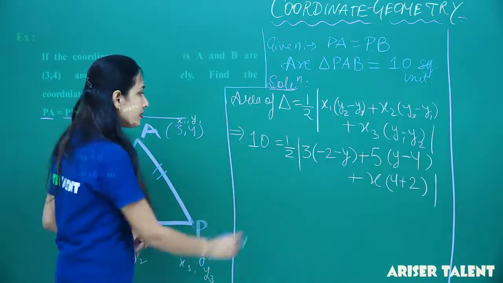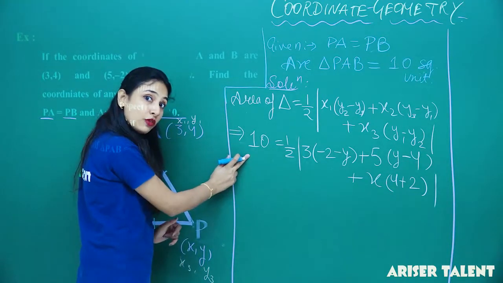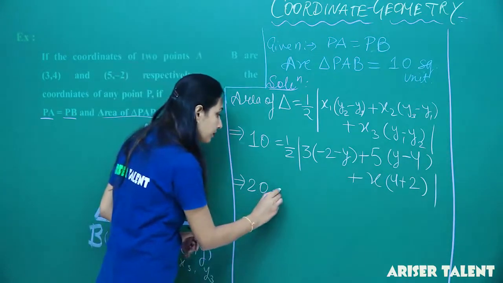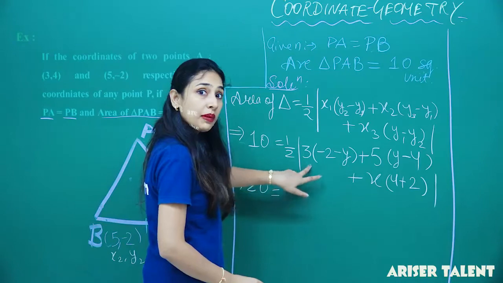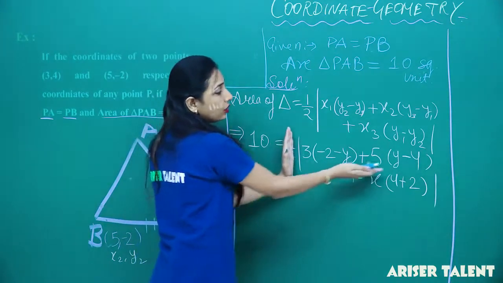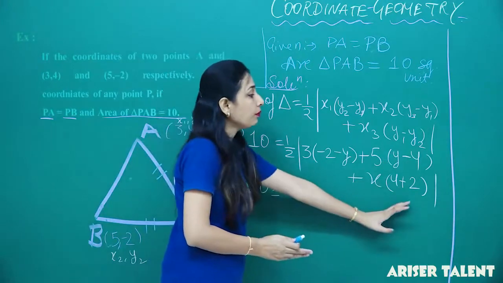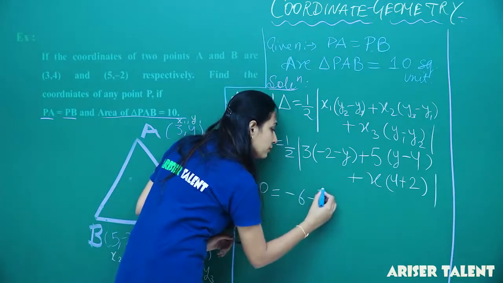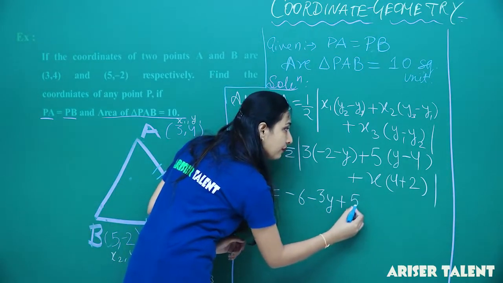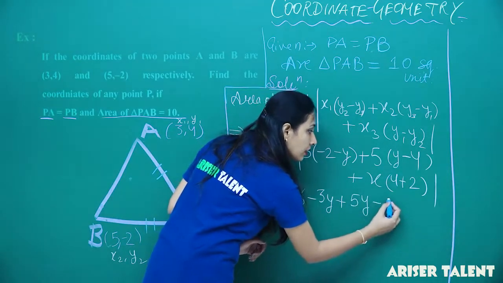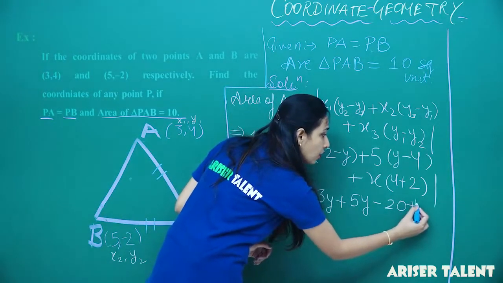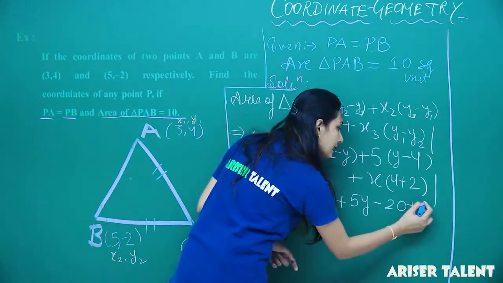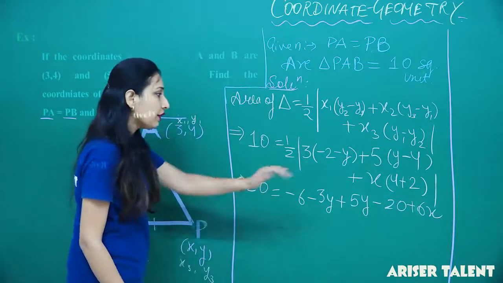So now we can solve this. This 2 will go there and that will make 20. Okay, so I'll write directly 20. Now 20 is equal to 3 multiplied by minus 2. So I'm just calculating the complete thing. That will be minus 6, that will be minus 3y, and this 5y, and that's minus 20, right? And that is 6x. So 4x plus 2x is combinedly 6x. So this is the equation.